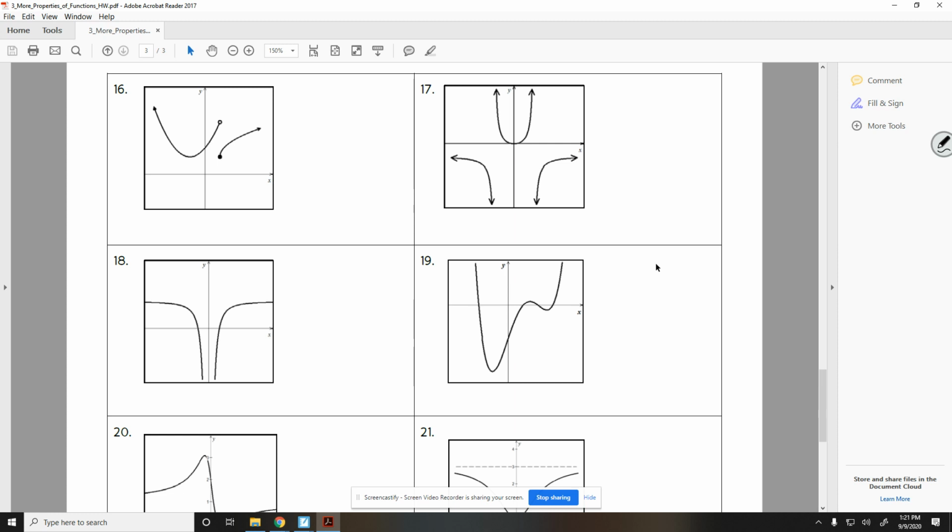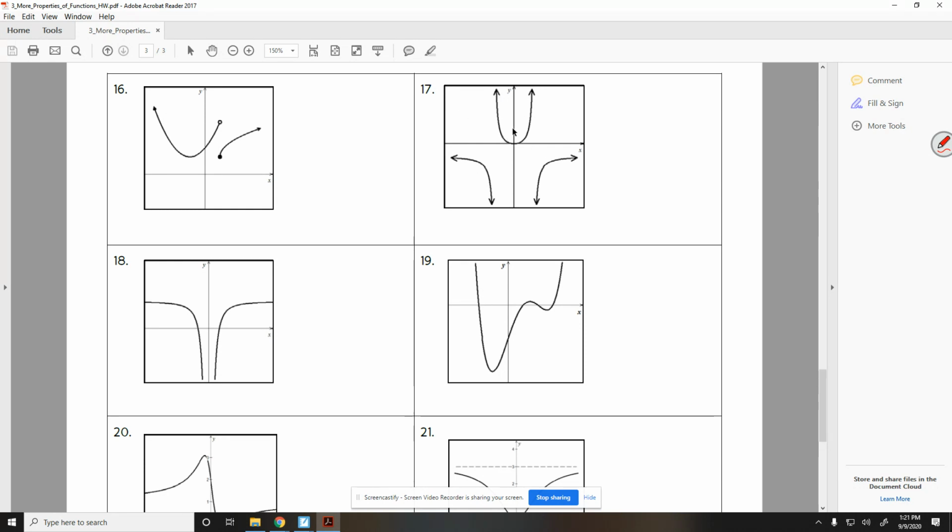Here are some extra examples on the concept of boundedness. Bounded is a word you use to describe whether a graph goes up forever or not, or down forever or not. So let's start with something like 17.